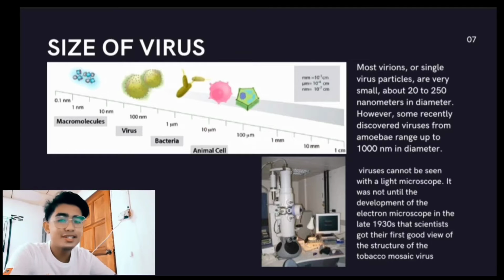Most viruses or single virus particles are very small, about 20 to 50 nanometers in diameter. However, some recently discovered viruses from amoeba range up to 1000 nanometers in diameter, with the exception of large viruses like the pox virus and other large DNA viruses. Viruses cannot be seen with a light microscope. It was not until the development of the electron microscope in the late 1930s that scientists got their first good view of the structure of the tobacco mosaic virus.